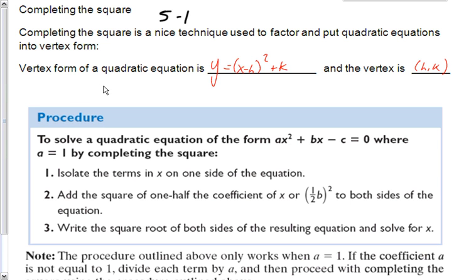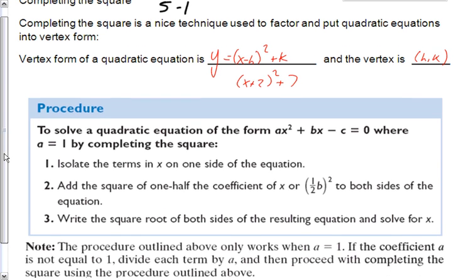So we're going to make something look like this form, something like (x plus 2) squared plus 7. It's used in two ways: one, putting a quadratic into this form, and two, to actually solve quadratics. Solving quadratics, we're going to do through a method that we're provided. You can use the book to help.